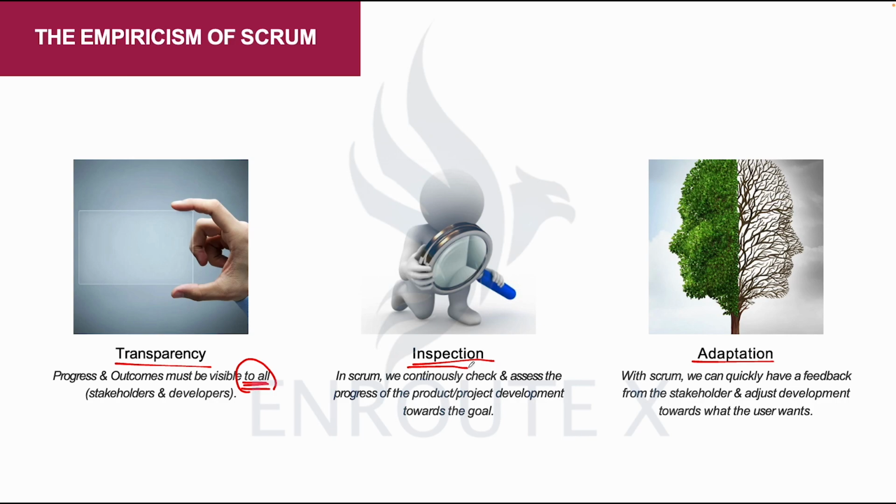And it is focused on revealing everything that needs to be done. In Scrum, we continuously check and assess the progress of work towards the goal. There is always a goal. The goal in this case is what the stakeholder wants. Please note that the goal is what the stakeholder wants. So the development process is towards delivering exactly what the stakeholder wants, and that is how Scrum is designed.